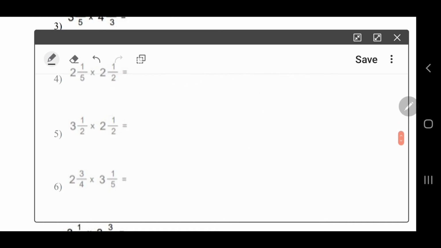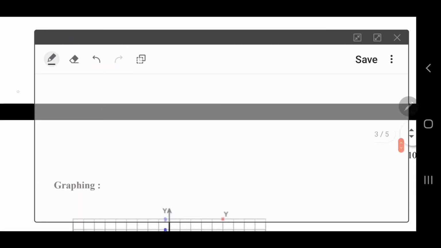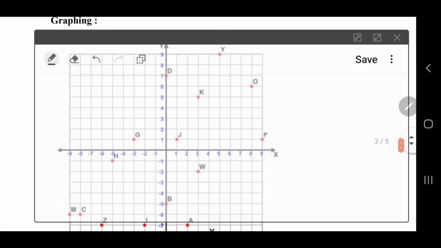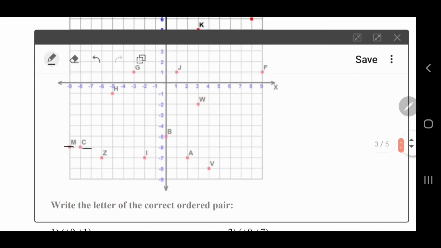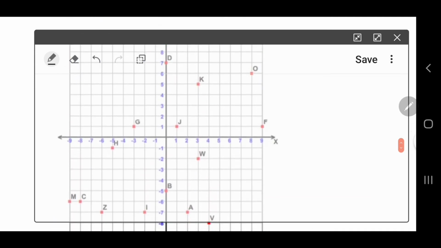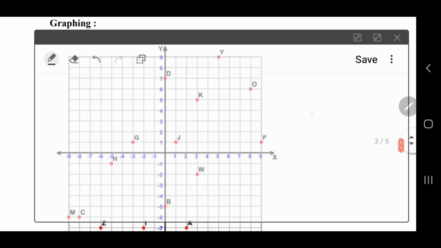Moving on to the next section, we have graphing. Okay, so let's do number 1. Number 1, we have positive 9, comma positive 1. So we have 9 comma 1. These coordinates are written in x comma y form. And as you can see over here, x is labeled here, y is labeled up there.